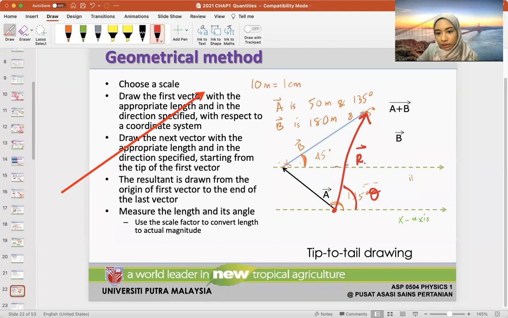Can I measure over here? Kat sini boleh tak? Yes, boleh. It is the same answer as long as it is with respect to the x-axis. Okay, that's for your angle. Length kena daripada sini ke sini. Jangan ambil shortcut lah. Okay, go for the whole thing.